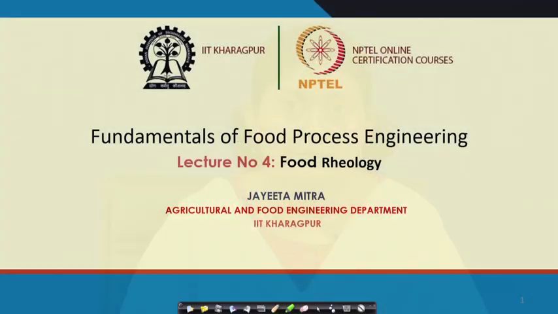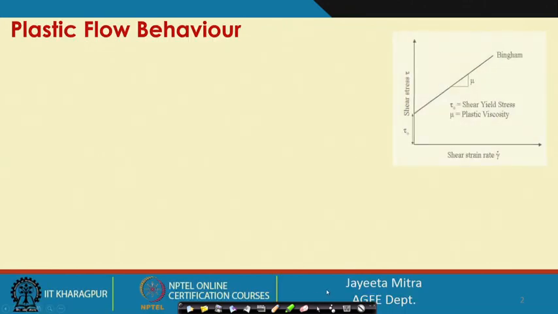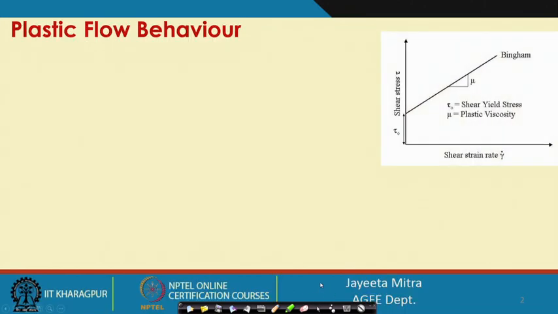So, we were discussing the properties of fluid food in the last class. We will continue with different non-Newtonian behavior. In non-Newtonian flow we have discussed the pseudoplastic and dilatant flow behavior, which is termed as shear thinning and shear thickening behavior. Now, in this particular class we will first see the plastic flow behavior.